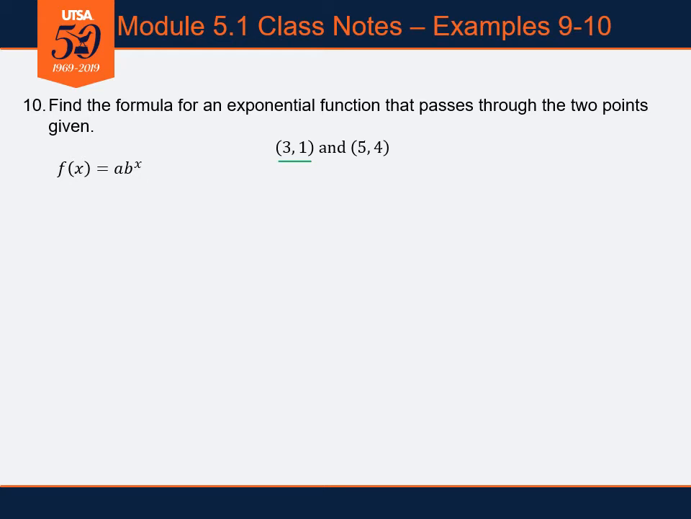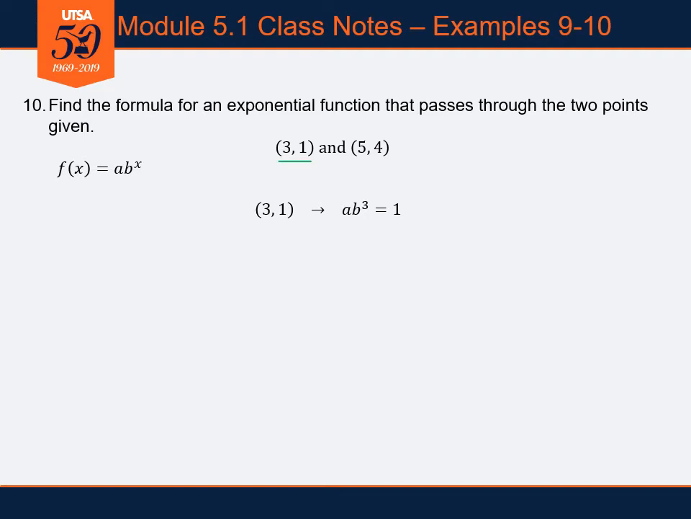I'll plug that into my form of the function f of x equals a times b to the x. That is (3, 1), which gives me a times b to the x, where x is 3, equals my output, 1. So my input is 3 and my output is 1. A times b to the third equals 1.